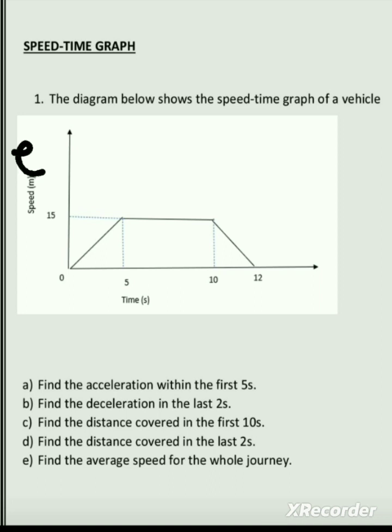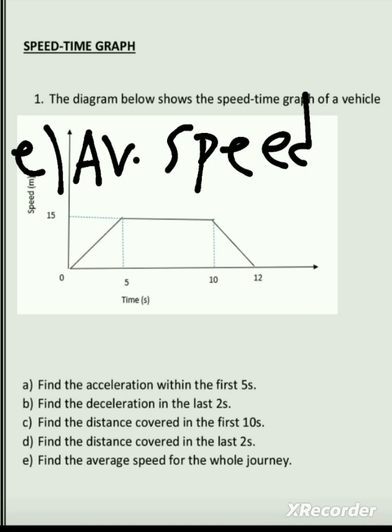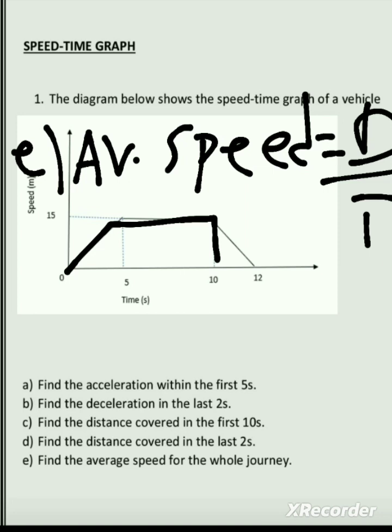We got question E. Find the average speed for the whole journey. So for you to find the average speed, you need to know the total distance over total time. It's distance over time, but it should be total distance over total time. So what's the total distance? We have calculated the distance of this part, which we found to be 112.5 meters. We have also calculated the distance for this part, which we found to be 15 meters.